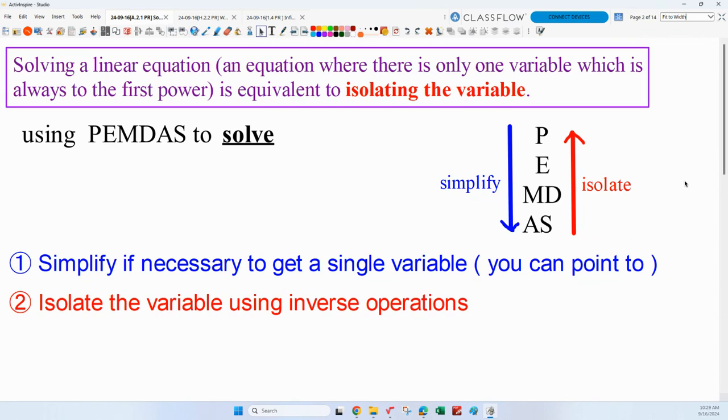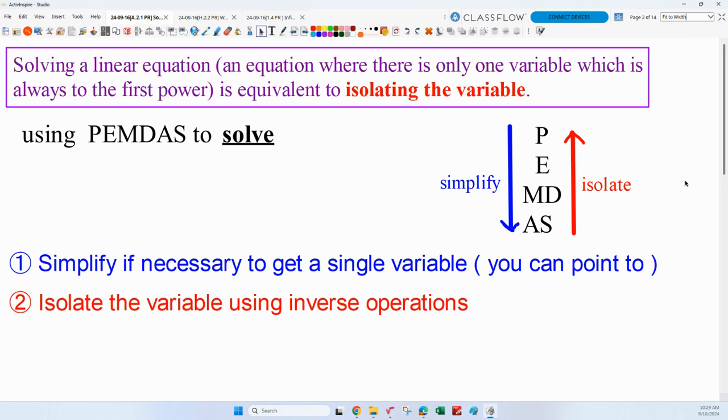Okay, so today I want to go back. We've talked about order of operations a little bit. Today I want to go back to that, but we're going to kind of turn things around. We're going to focus on how we can use PEMDAS to solve linear equations. So how do we do this?